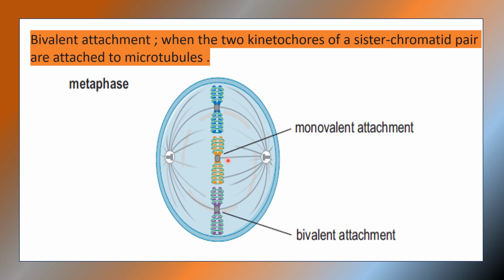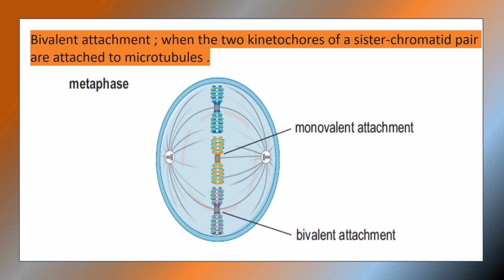But then there is the monovalent attachment. What if both the sister chromatids are attached to a single microtubule organizing center? In this case, one of the cells will receive both sister chromatids, and the other cell will be devoid of it. That is the monovalent attachment, and obviously that will be a deleterious condition for a cell. So we want the bivalent attachment to happen in order for the cell division to proceed normally. This is what happens in the metaphase: proper alignment, with the microtubules attached to the kinetochores of the sister chromatids.